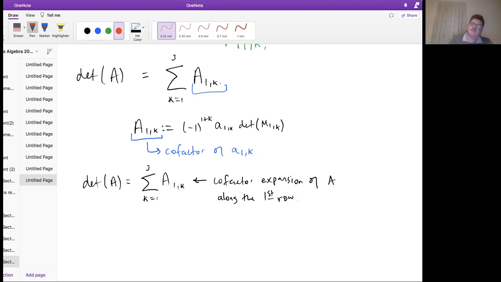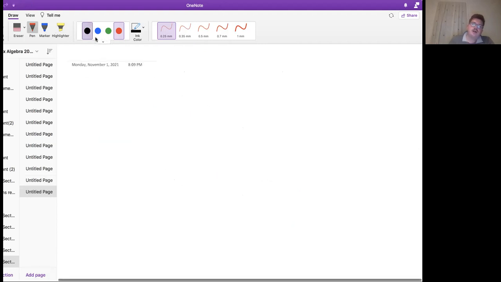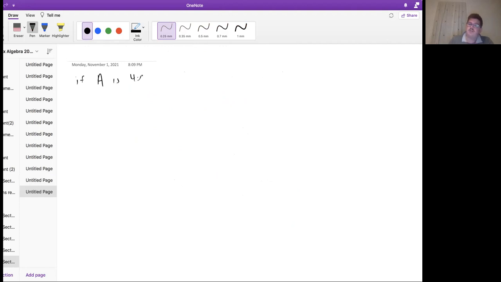And this second statement doesn't really make sense now because every determinant right now is in the first row. We'll find out that we can use any row or even any column. So the question is, let's say A is 4 by 4, what is the determinant?